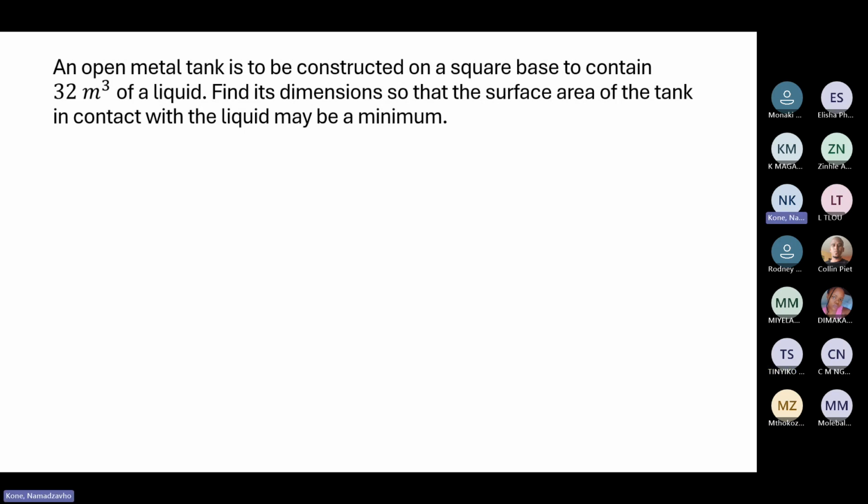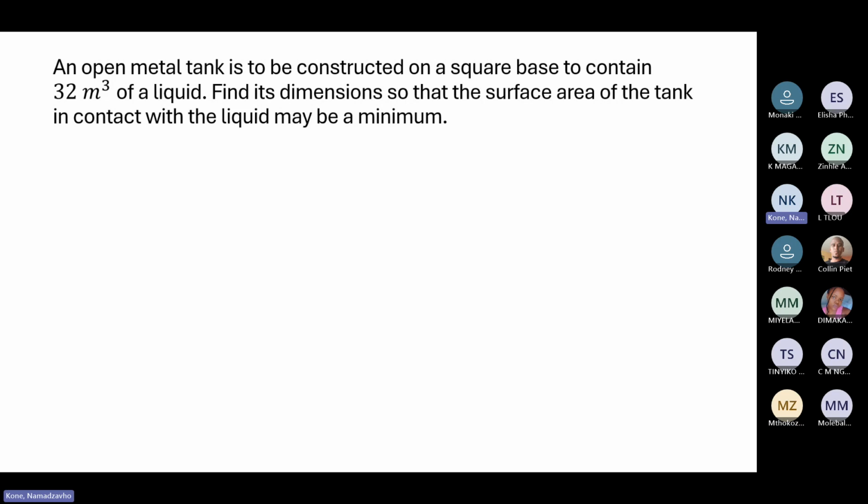Okay, then you may switch off your mic and then you can switch it on again if you have got another question. Right. The second question, as we have said, we are doing the applications of differentiation. The other question can come in this way. It can say an open metal tank is to be constructed on a square base to contain 32 cubic meters of a liquid. Now the question says, find its dimensions so that the surface area of the tank in contact with the liquid may be a minimum.